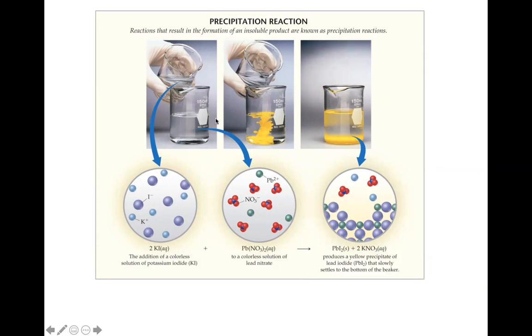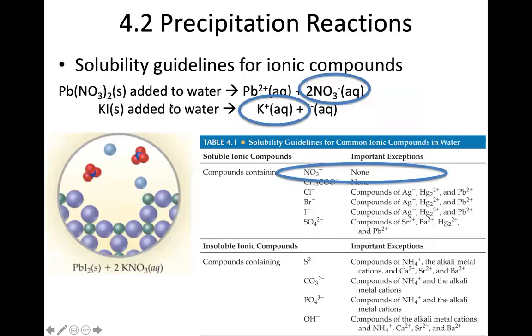It's remarkable. Two clear solutions, you put it together and it gives you this brilliant yellow. That brilliant yellow is the lead iodide being formed. And you still then have the potassium nitrate floating around in the solution. So the way that we could use the table to predict this, we saw what was going to be in the two beakers. And now we could consider, well, do we have a combination that leads to a precipitate?